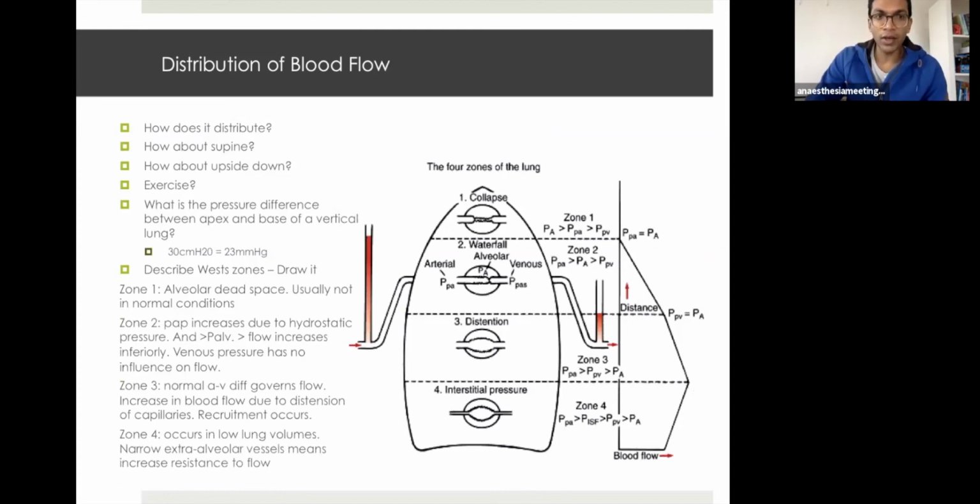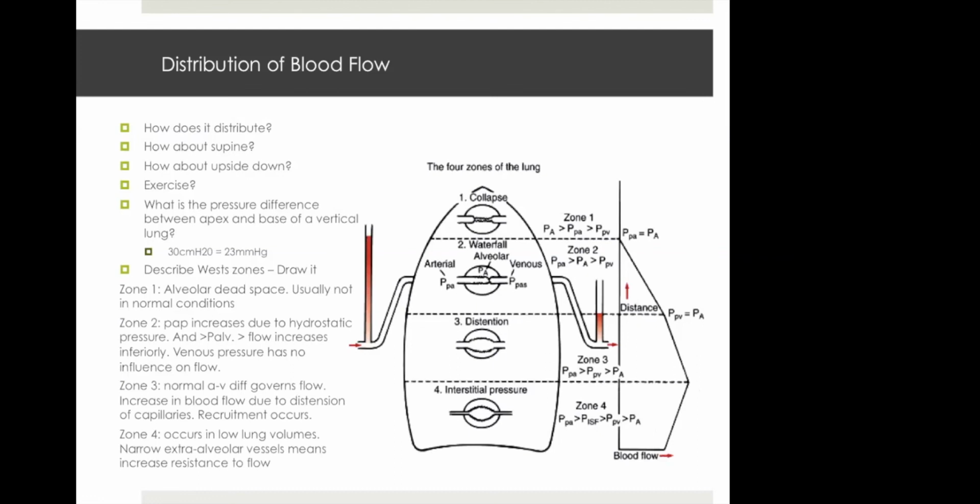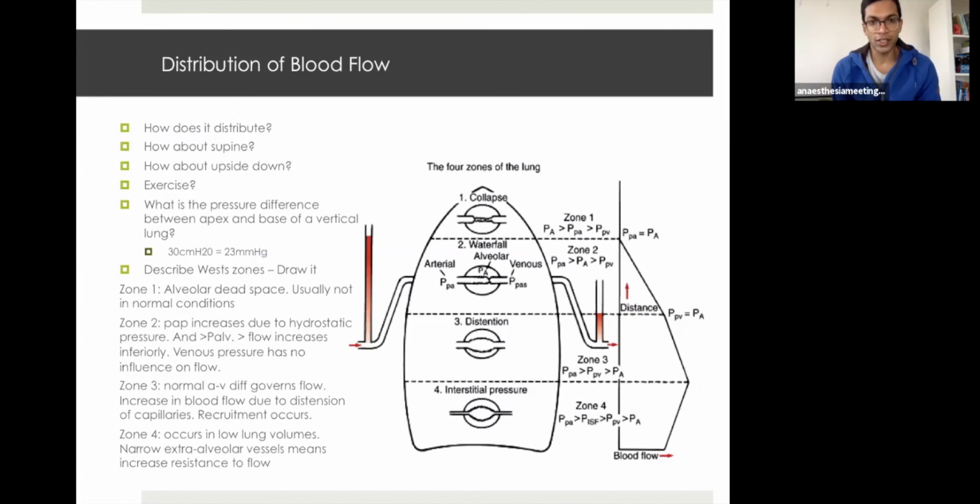How does it distribute due to gravity, and you've described the West zones. What happens when the patient's supine? In supine lungs, the anterior component of the chest wall will become the zone 1, or the top part of the diagram, and the posterior component will become the sort of zone 3, 4 area, so the gravity dependent component of lung. So the West zones will change simply based on gravity.